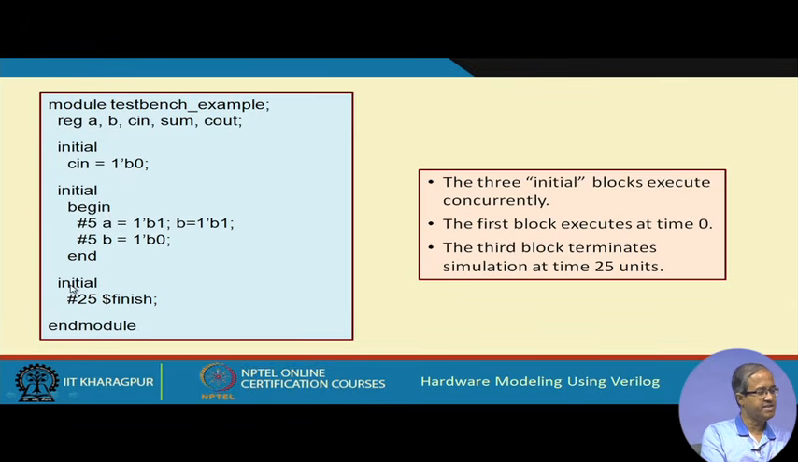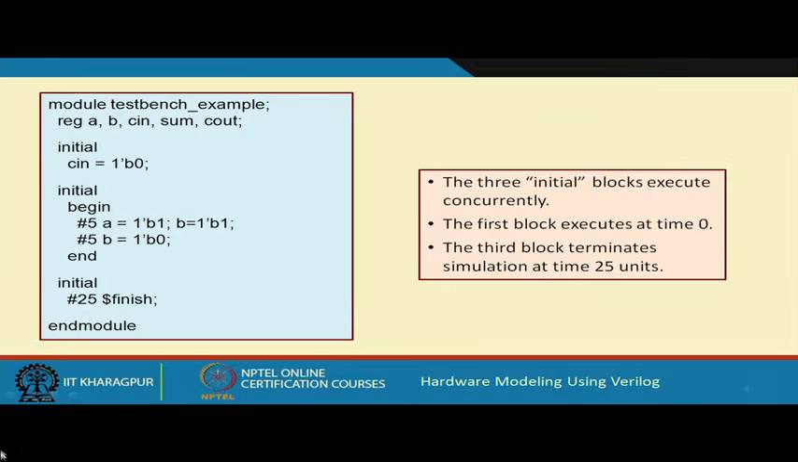And the third initial block, this also starts at time t equal to 0, it waits for 25 time units and then calls the system function finish, which means the end of simulation. So, at time t equal to 25, this simulation will stop. Such multiple initial blocks are very typical inside a test bench. Now, inside a test bench you can also have always blocks, as we shall see later with some examples.